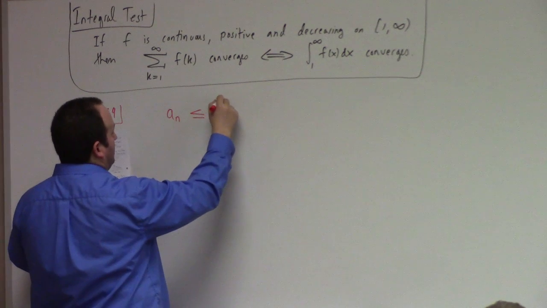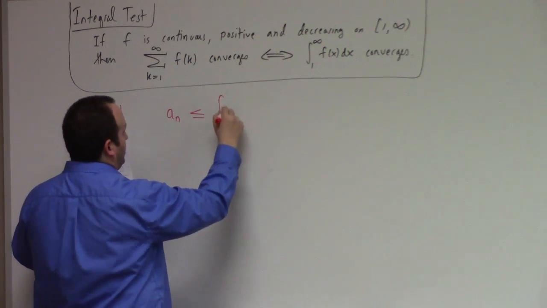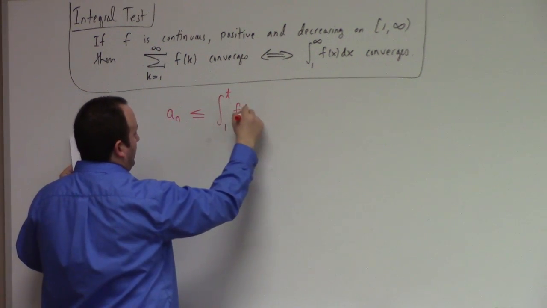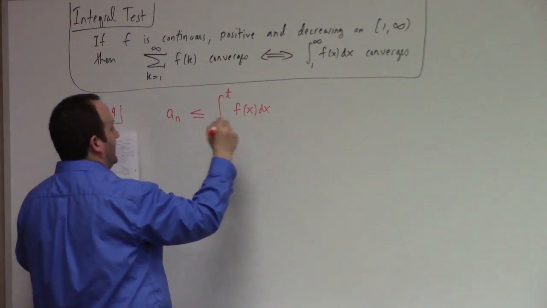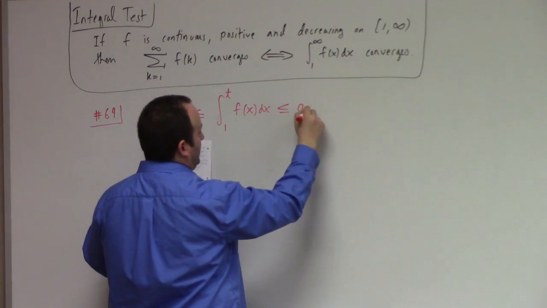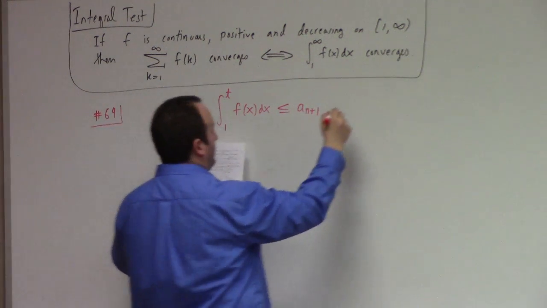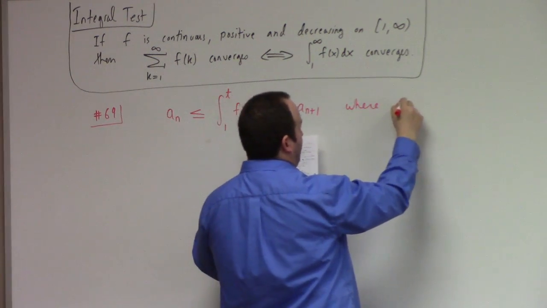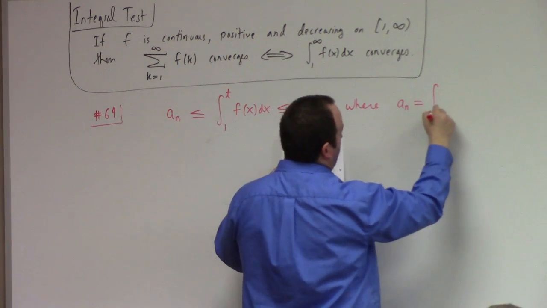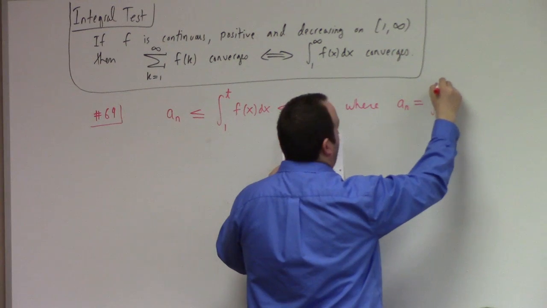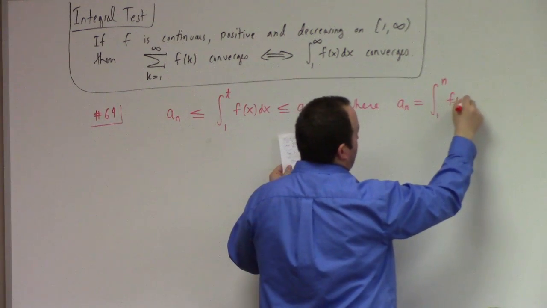a sub n is less than or equal to the integral from 1 to t of f of x dx, which is less than or equal to a sub n plus 1, where we're defining a sub n to be equal to the integral from 1 to n of f of x dx.